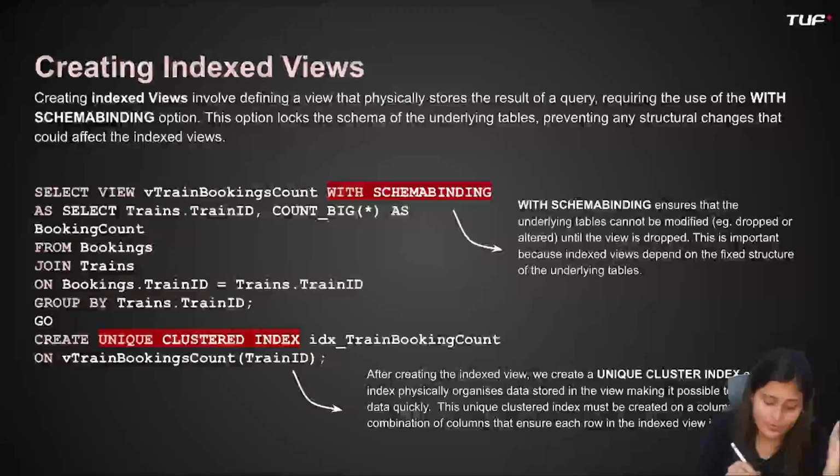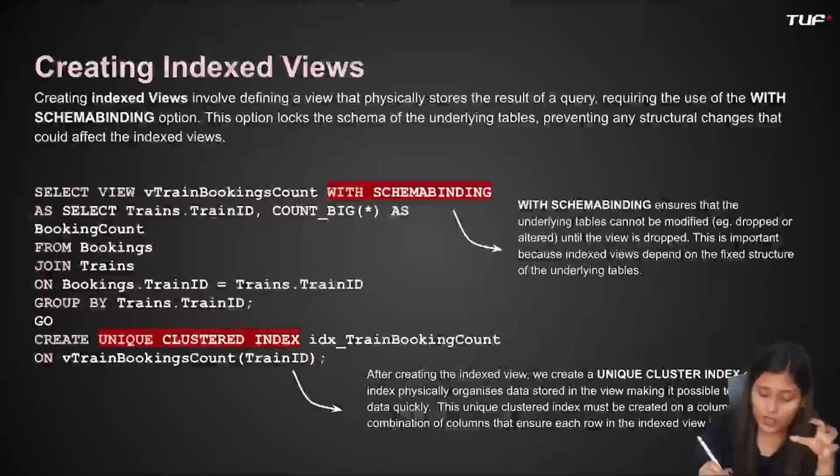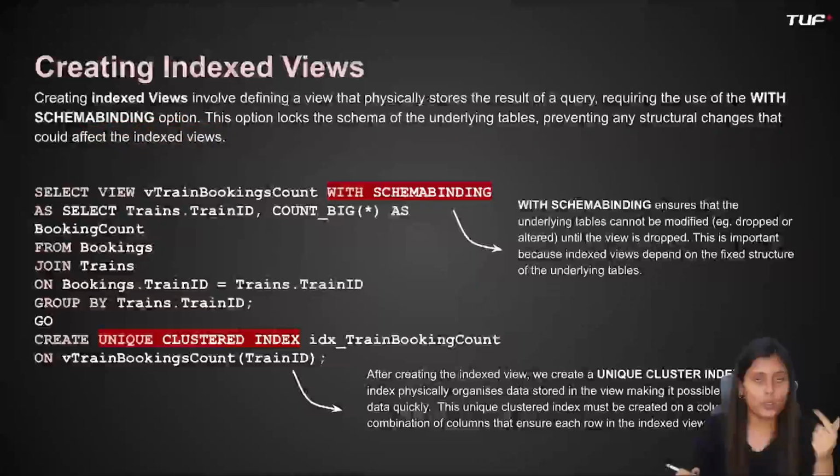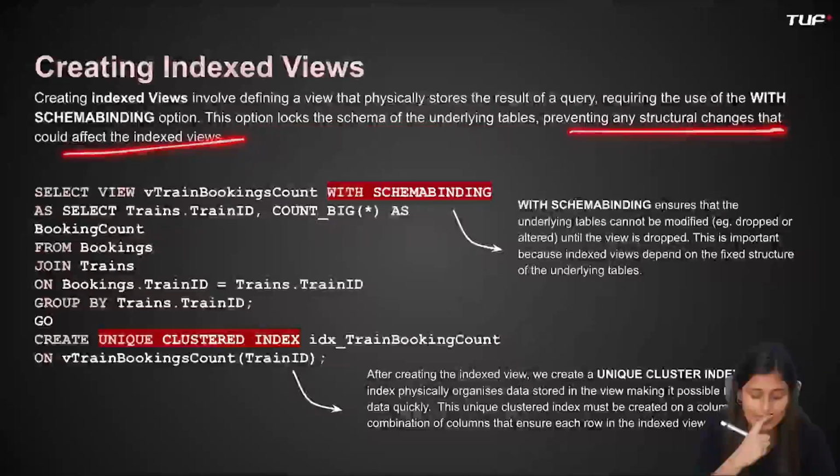Creating an indexed view involves defining a view that physically stores the result of a query, right? So this is the main difference: it actually physically stores the data. It requires the WITH SCHEMABINDING option so that if there is any change in the base table, it will automatically or manually get reflected in the indexed view also. This option locks the schema of the underlying tables, preventing any structural changes that could affect the indexed view.